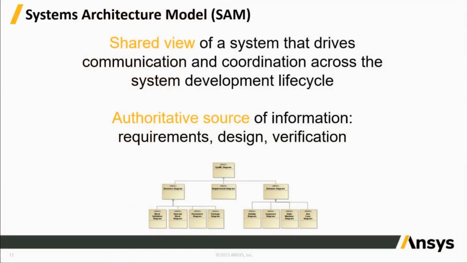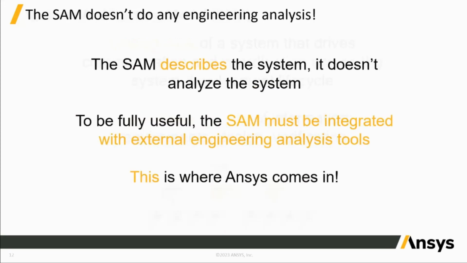So going on to the next slide, I think we've already talked about this. We know what the systems architecture model is. It's an authoritative source of information about the system design, but it's not executable. It's a descriptive model. And moving on to the next slide, we all understand that the system architecture model describes the system. It doesn't analyze the system. So it needs to be connected to engineering analysis. And again, that analysis can be anything from a spreadsheet up to a full 3D physics analysis.